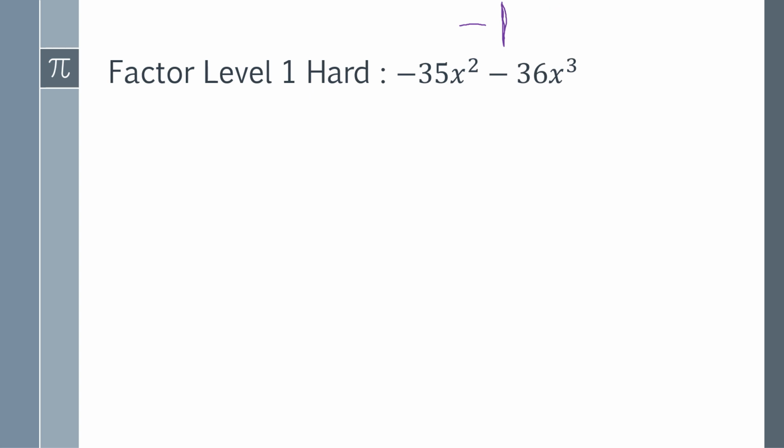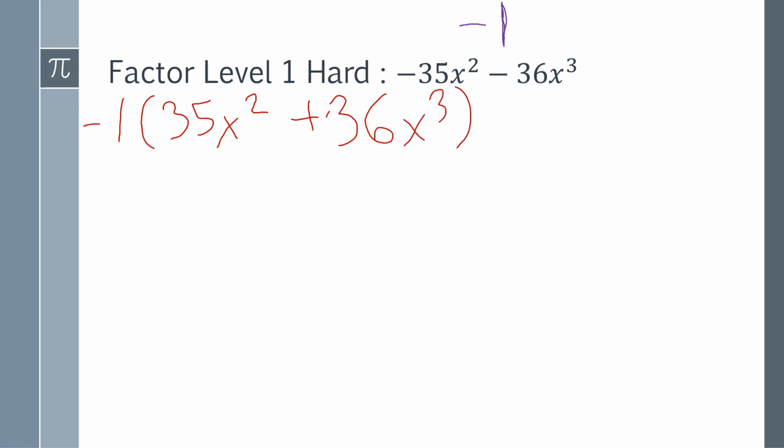So with that being said, negative 1 with the parentheses of 35x squared, because I know that negative 1 times a positive 35x squared is going to be a negative 35x squared, plus 36x cubed. So I know that negative 1 times a positive 36x cubed is going to give me a negative 36x cubed.